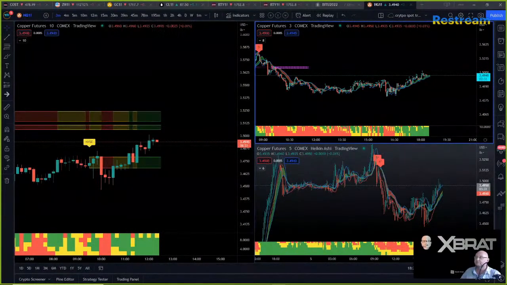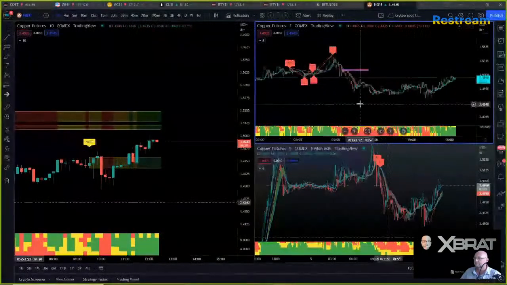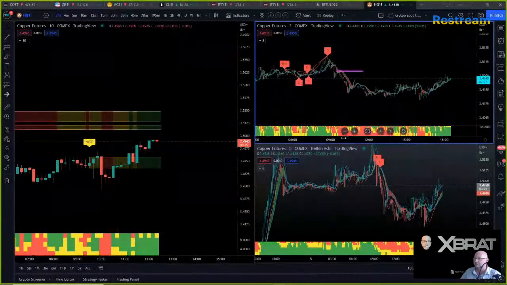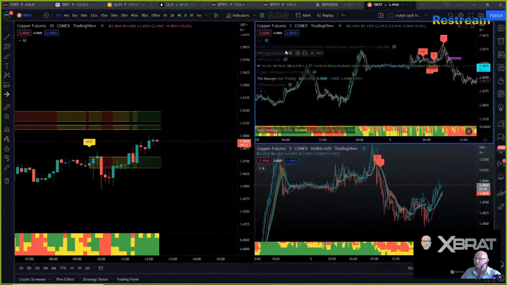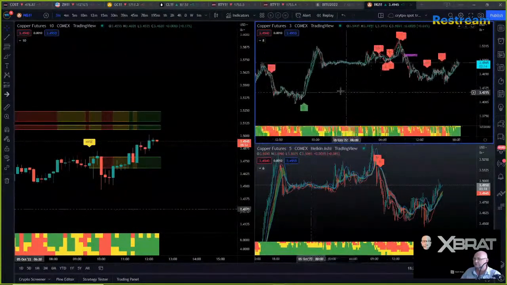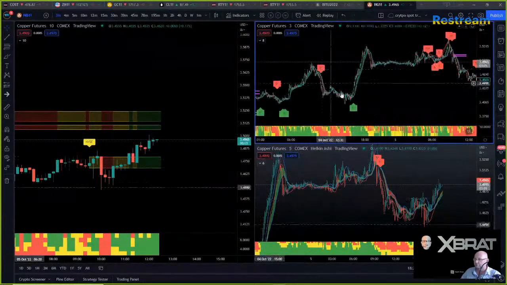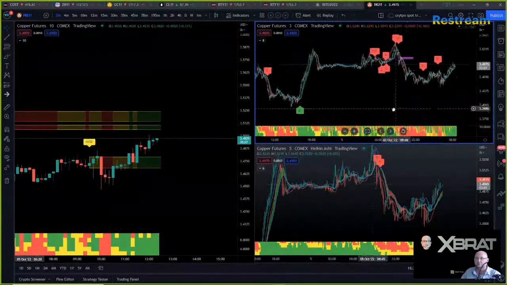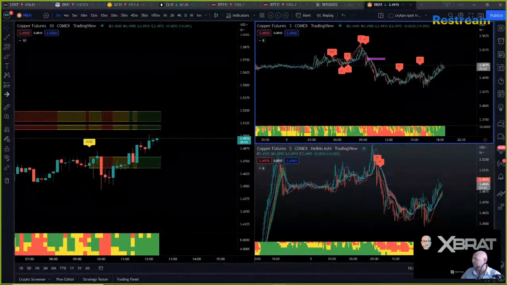Okay, so we have no real signals on copper. No, I haven't put the xBratAlgo on, that's why. There we go. Oh, look at that. There are some great signals going into the evening yesterday. That long was fantastic. The short before that was fantastic. The 3-minute copper looks very, very good. Multiple time frame strategy is very, very important.